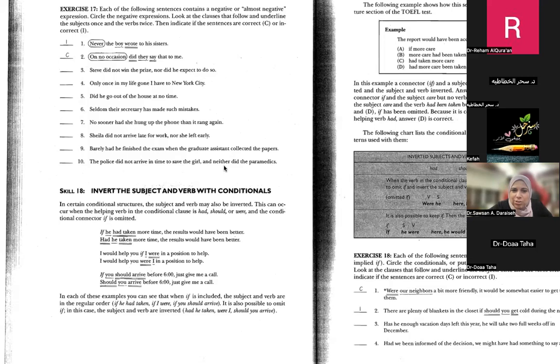Okay, got it, Dr. Riham and everybody else? So why do you want to repeat the same word, when this one has also something extra, which is negative? So no need for "and," because we already have "and." "And" is included in neither. But at the same time, it means negative. Why negative? Because we're talking about someone or something. Good job. So the police did not arrive in time to save the girl. Do you know what this means? The girl what?